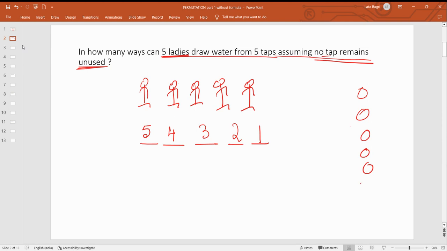Now all these events will happen together, so there is an "and". So you're going to multiply it. You can also write it as 5 factorial, which is 120.